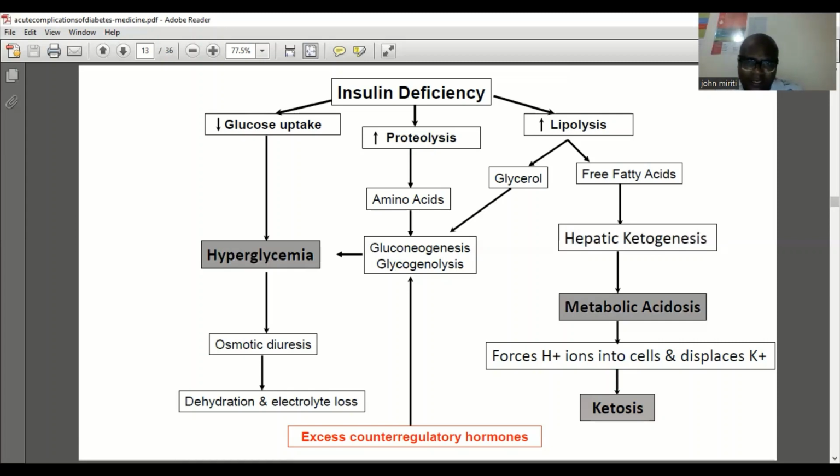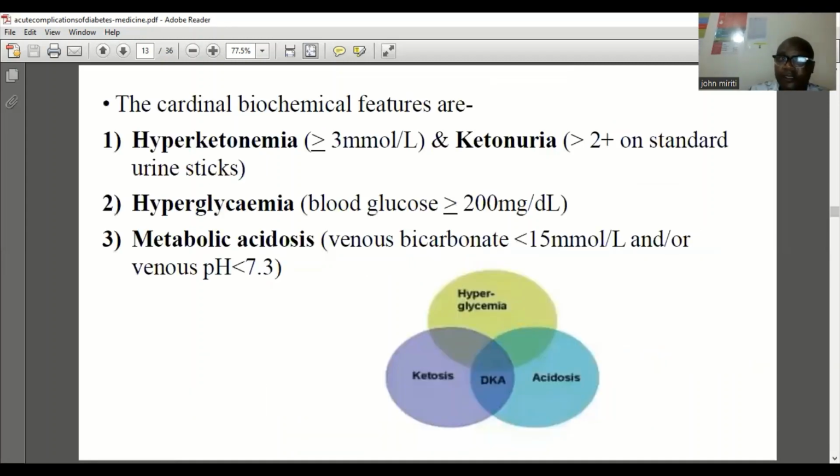And this metabolic acidosis can cause hydrogen ions to move into the cell and displace potassium out, resulting in what? Resulting in ketosis. So basically, that is how ketosis, or DKA, diabetic ketoacidosis, comes about in a patient who has insufficient insulin. And we have said that this also results in type 1 diabetes.